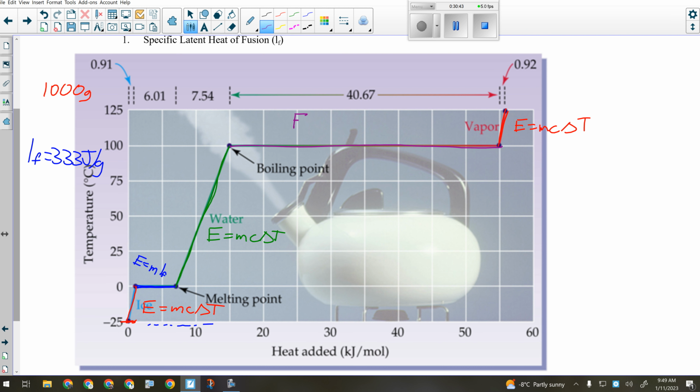That's going to require this formula. E equals mLV. LV stands for the latent heat of vaporization. That number is 2,260 joules per gram. And it takes a huge amount of energy to evaporate water.